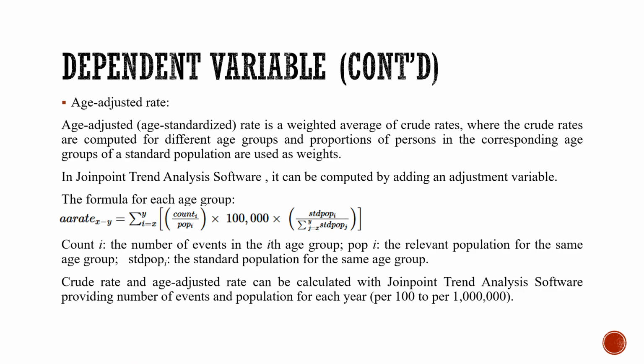For crude rate and age-adjusted rate, we can calculate them directly in Jointpoint trend analysis software, providing number of events and population for each year, plus the adjustment variable for the age-adjusted rate.